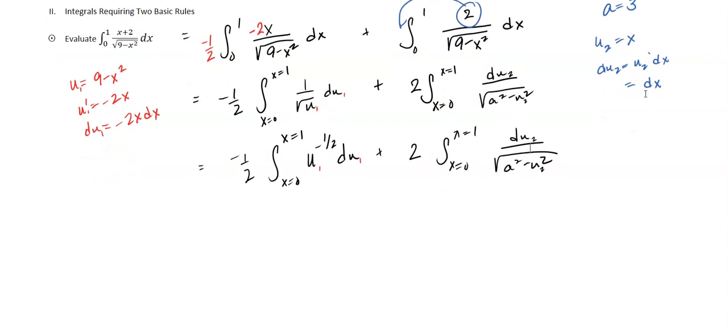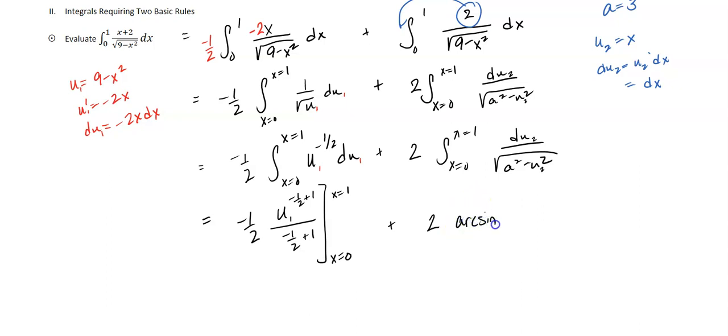It's my personal preference. Okay, so I'm going to evaluate this one on the left, and I've got u sub 1 to the negative 1/2. So we're going to add 1 to that. That's the power rule. And that's going to go from x equals 0 to x equals 1. On this side, because we have du over the square root of a squared minus u squared, we're going to use that rule 18 from the list, and that's going to be arc sine of u over a. And this is u2, so we're going to go from x equals 0 to x equals 1.